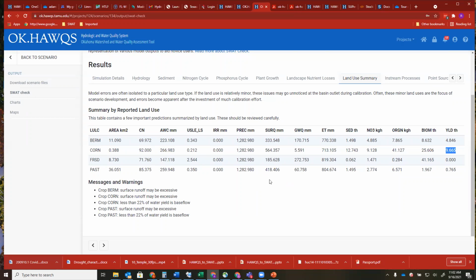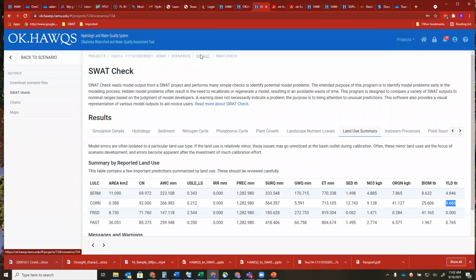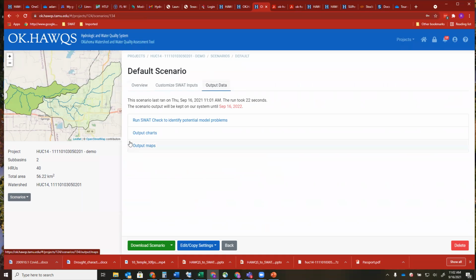Okay, so you can look at that, and you can also chart it, you can map it, just like I showed you before. If I had the baseline scenario, I can even put a side-by-side comparison of the two outputs. Since I have not done that, I could not show you the comparison maps.